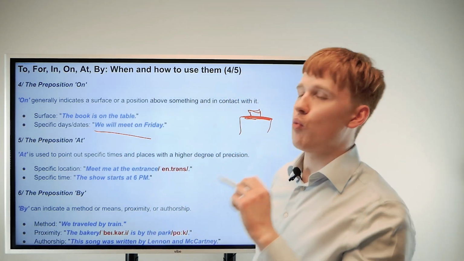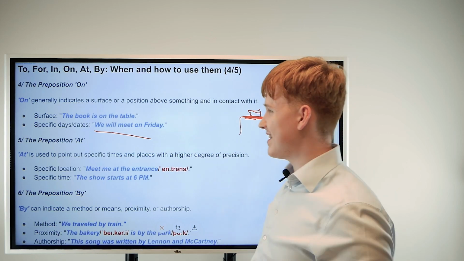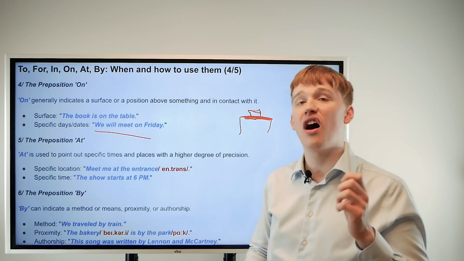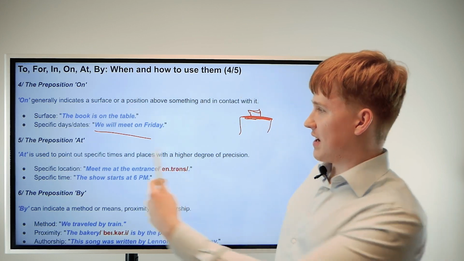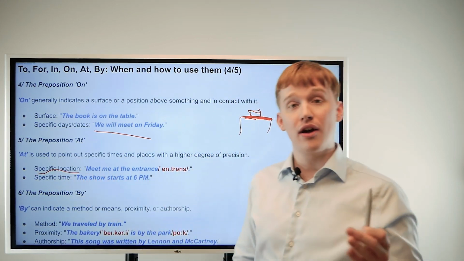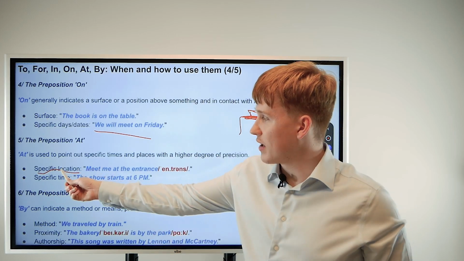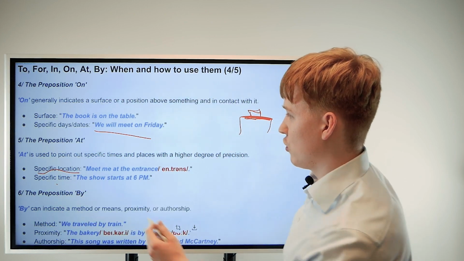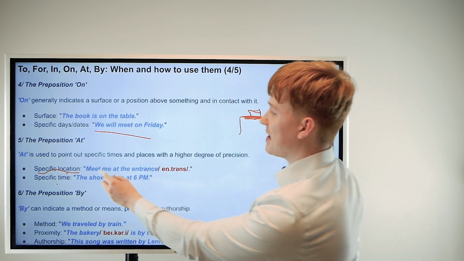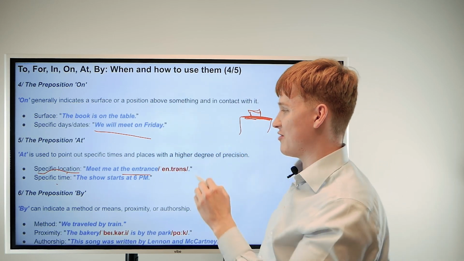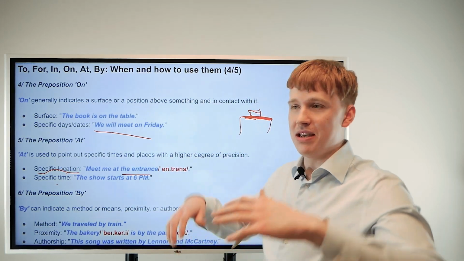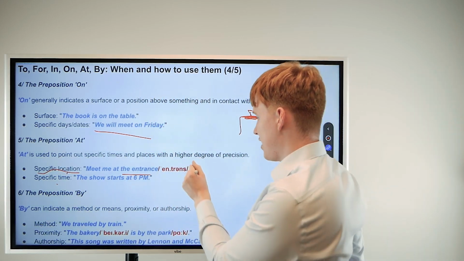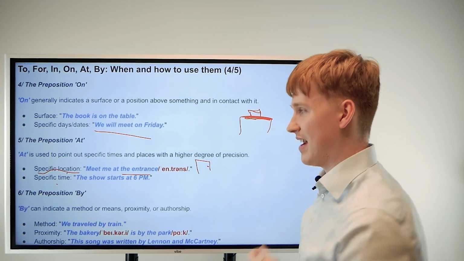Lovely. Next up, we have at. When do we use at? Let's see. At is used to point out specific times and places with a higher degree of precision. Quite often these prepositions have both a preposition of space and also a preposition of time. So let's have a look. Specific location. Meet me at the entrance. At the entrance, it's very specific, right? You're not just saying, meet me in this city. You're saying, meet me at this specific place. So here is the entrance, and they want you to meet them at that entrance.